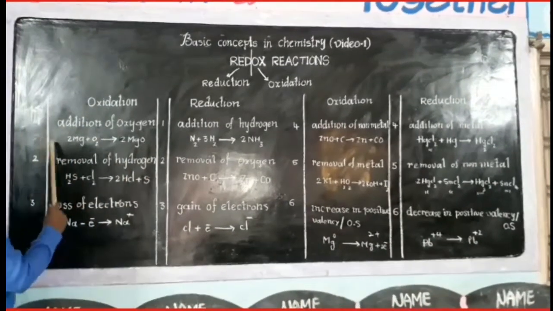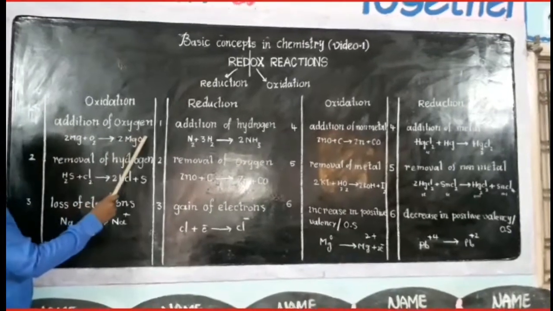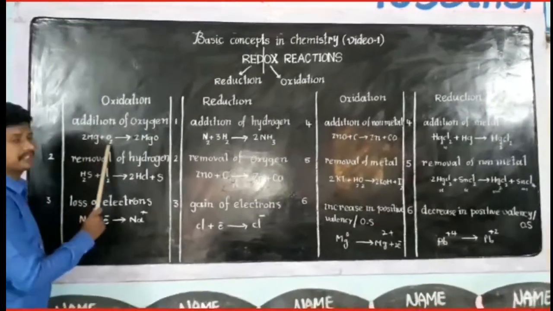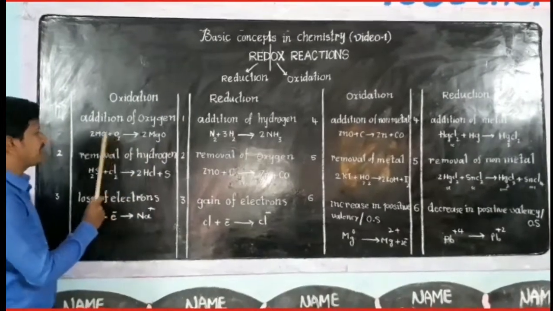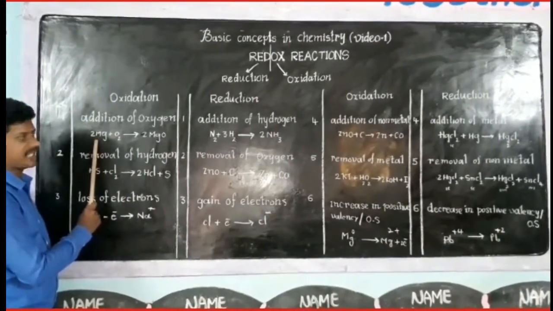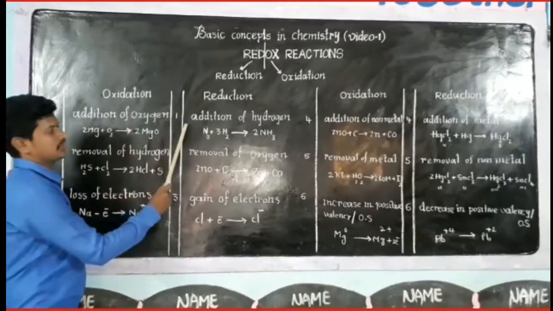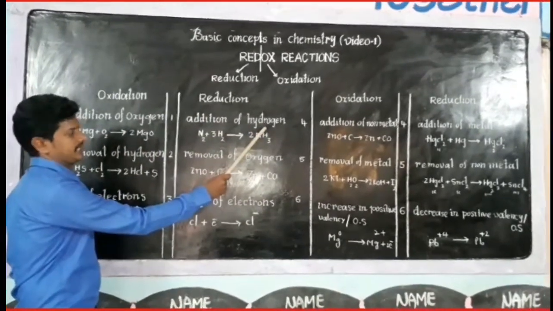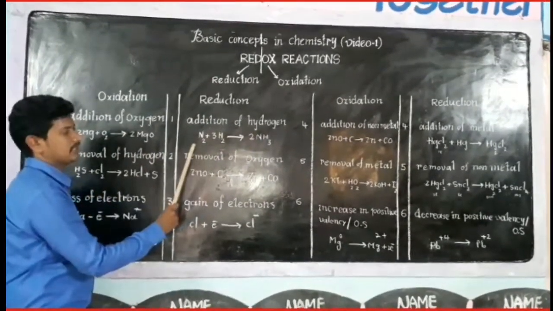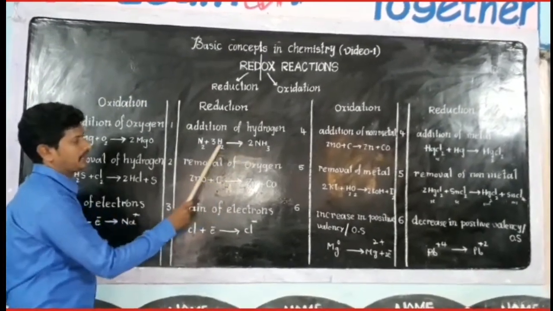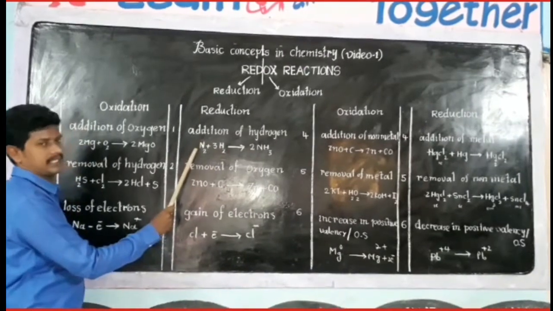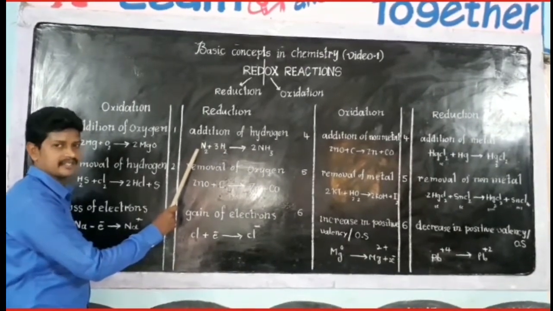The first point is addition of oxygen. For example, magnesium combines with oxygen to form magnesium oxide. Here, oxygen is being added to magnesium. It is oxidation reaction. Next, addition of hydrogen is reduction reaction. For example, nitrogen combines with hydrogen to form ammonia. Here, hydrogen is being added to nitrogen. It is reduction reaction.